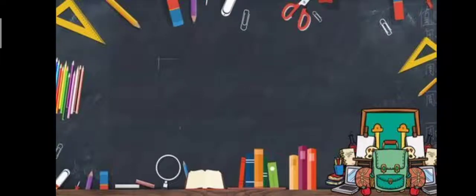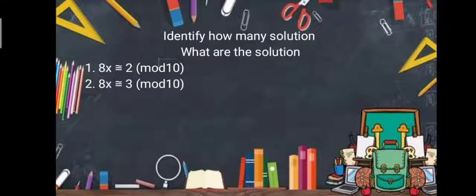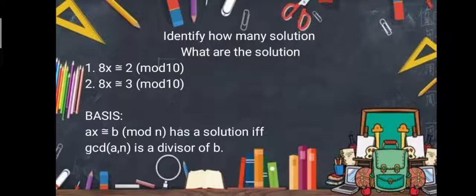So let us have a linear congruence example. Now, we're going to identify how many solutions there are and what the solutions are for the following. Number 1: 8x ≡ 2 mod 10. Number 2: 8x ≡ 3 mod 10. Our basis is that ax ≡ b mod n has a solution if and only if the greatest common divisor of a and n is a divisor of b.